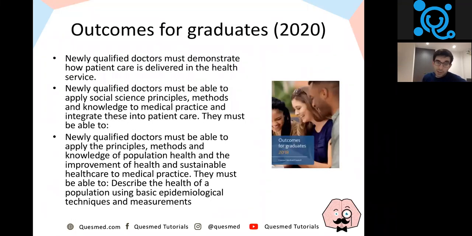So Outcomes for Graduates in 2020, I've copied a bit here. What do they say? Must be able to apply social science principles, methods, and knowledge to medical practice. They need to be able to apply the principles, methods, and knowledge of population health and the improvement of health and sustainable healthcare to medical practice. They need to describe the population using basic epidemiological techniques and measurements. So it's the GMC and your medical school telling you that this is going to be examined. So you best learn them, basically. Don't forget to use this, and not memorize it, sorry, but understand this important concept when you're preparing for exams.